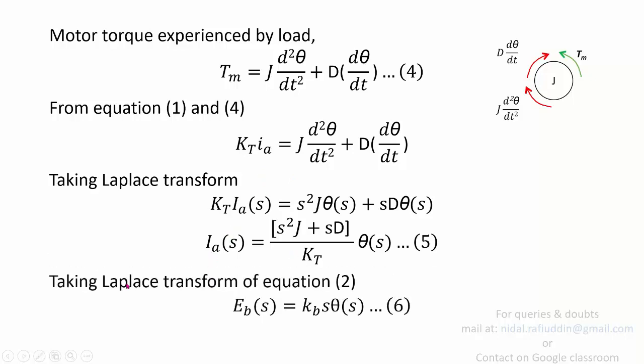And then again, if you take the Laplace transform of equation 2, equation 2 was EB equal to KB times d by dt of theta. So if you take the Laplace transform of that equation, what you get is EB function of S will be equal to KB S theta S. We call this equation 6.